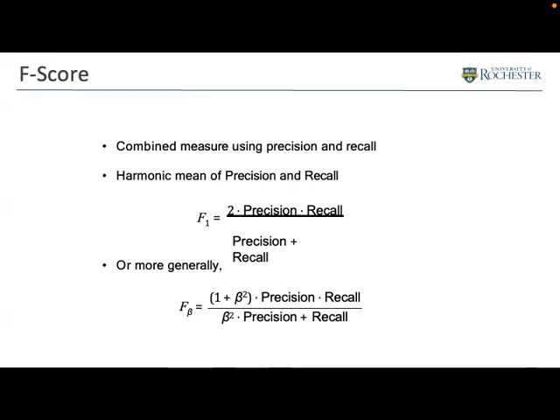In general, we can have a hyperparameter to represent the F score. We can use beta here: 1 plus beta squared times precision times recall over beta squared times precision plus recall, if we want to find other versions of the F scores.